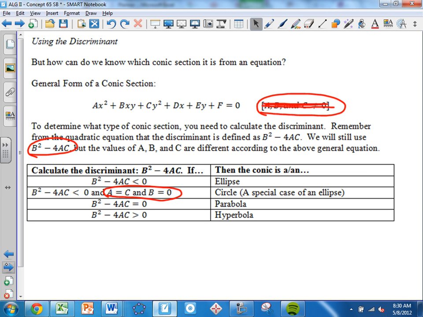Now, the third one. We've got to keep going. When b squared minus 4ac is equal to 0, when the discriminant equals 0, you have a parabola. In the fourth case, when it's greater than 0, or positive, you have a hyperbola. Okay? We're going to have 4 cases here today.